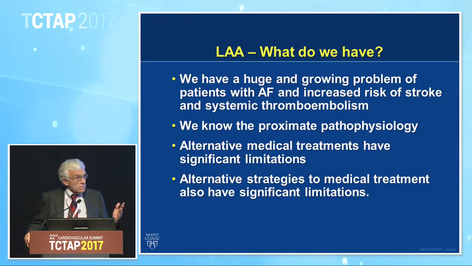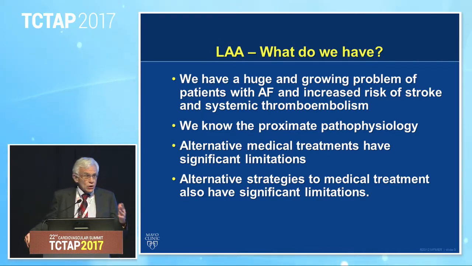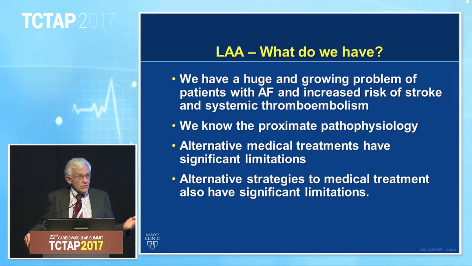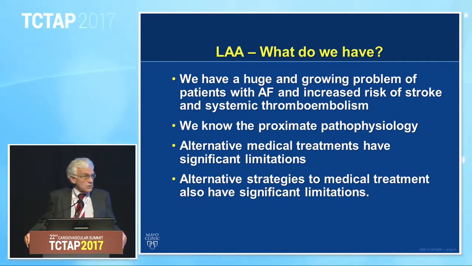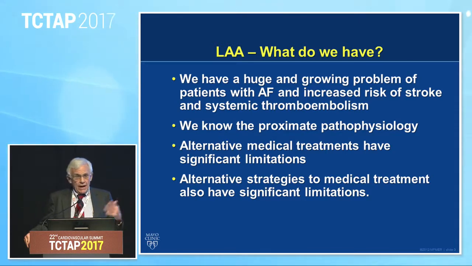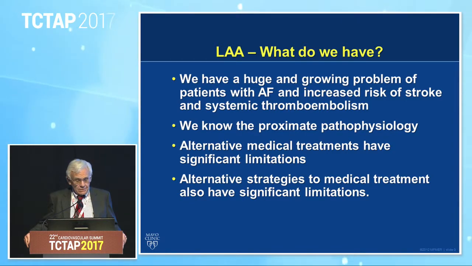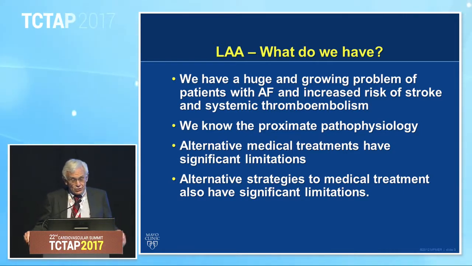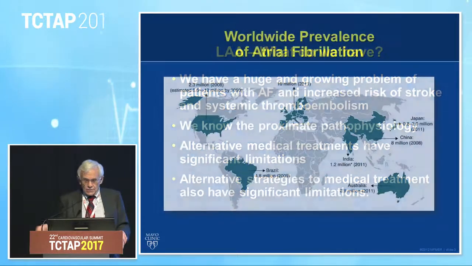What do we have, if we don't have anything that's ideal? Well, we have a huge and growing problem of patients with atrial fibrillation, some of whom are going to need dual antiplatelet therapy, some of whom won't. Number one, increased risk of stroke and systemic embolism in patients who have non-valvular atrial fibrillation. Number two, we know the proximate pathophysiology. Number three, we know that there are alternative medical treatments, but they have significant limitations. And finally, we have alternative strategies to medical therapy, but they also have significant limitations.